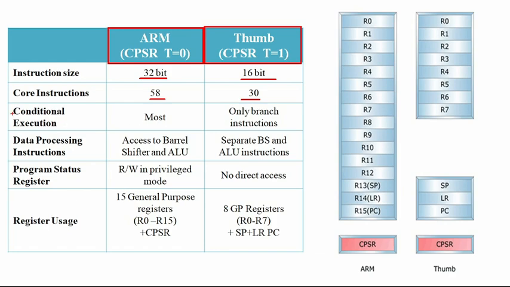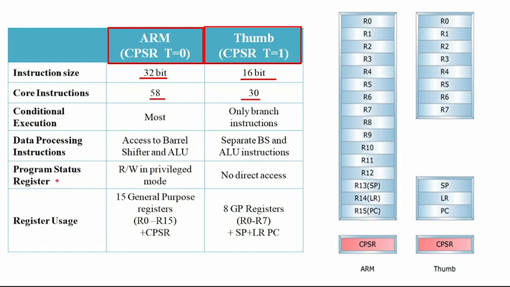And conditional execution. In ARM mode, the majority of the instructions are conditionally executed, but in thumb mode, only branch instructions are conditionally executed. Okay, so data processing instructions. Data processing instructions can access the barrel shifter and arithmetic logical unit, but in thumb mode it's not like that. Separate barrel shifter and arithmetic instructions are available in thumb mode.